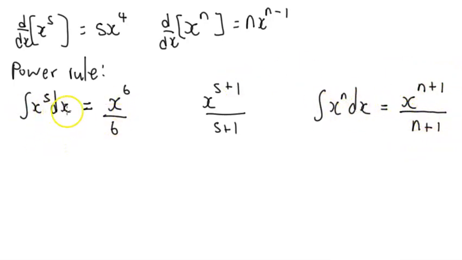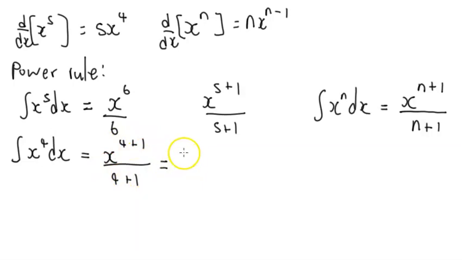Okay, so let's do another example. Say you have x to the power 4 dx. What's the integration of this? What you will do is you will have x to the power 4 plus 1 divided by 4 plus 1, and that will give you x to the power 5 over 5, because 4 plus 1 is equal to 5. This is going to be 1 over 5 multiplied by x to the power 5.